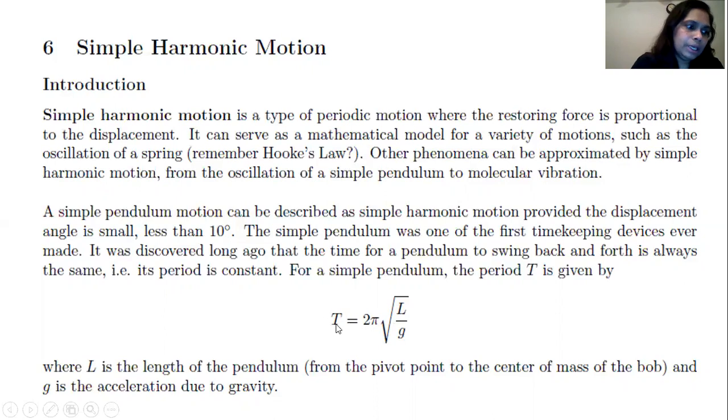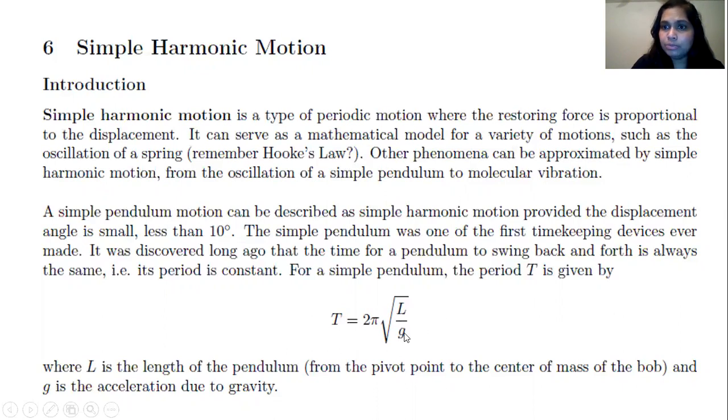If you think about a pendulum which swings back and forth, the time period means the time it takes to travel one full cycle. If a pendulum starts at this corner, swings all the way up and comes back to the starting position, the time the oscillator takes to go from one location and come back to the same location is called the time period. Then 2 pi is a constant, L is the length of the pendulum, and g is the gravitational acceleration.